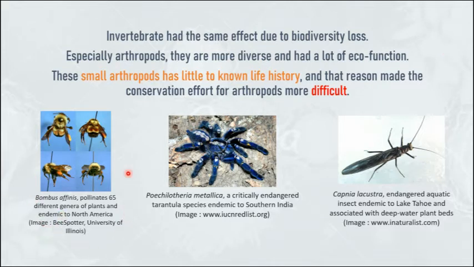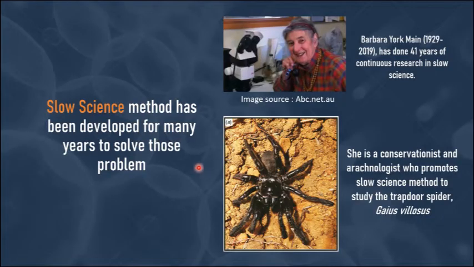For example, over here is Bombus affinis. They pollinate 65 different genera of plants, and they are endemic to North America. That's really important. And over here is Capnia lacustra, an endangered aquatic insect endemic to Lake Tahoe, and they are associated with deep water plant beds, and it's also important. To address that kind of problem, the slow science method has been developed over many years.